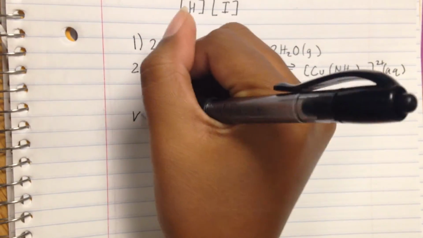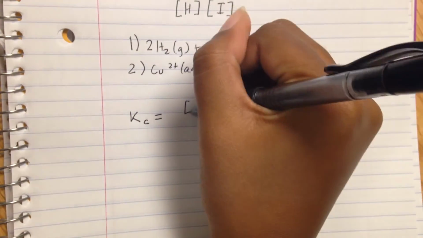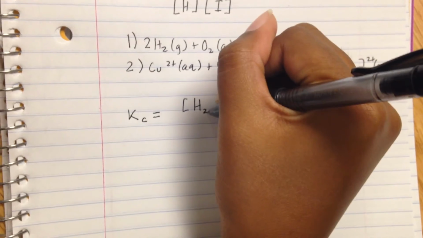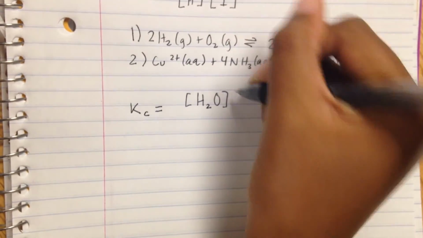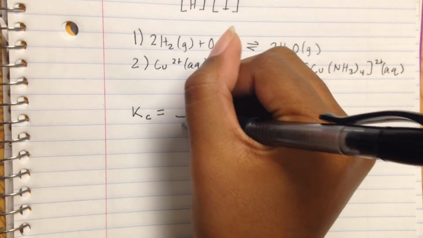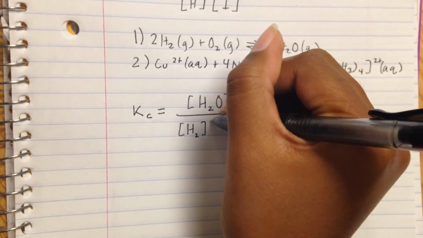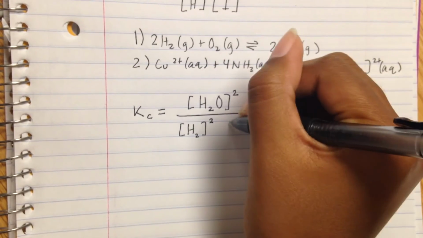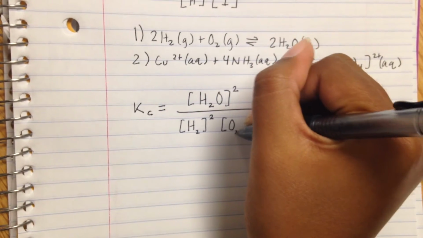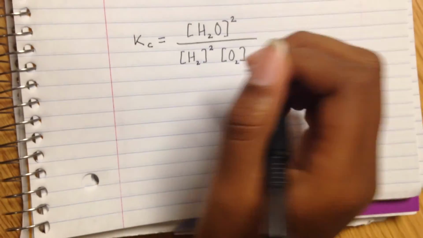Okay, welcome back, guys. So the solution for our first equation is going to be water raised to the second power over hydrogen raised also to the second power, and oxygen raised to the first power. And that's going to be our first equilibrium constant.